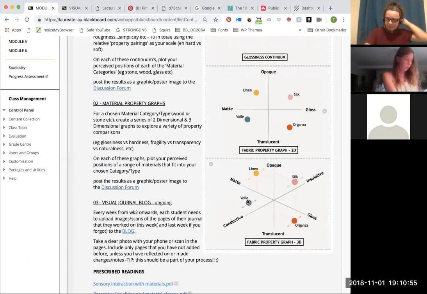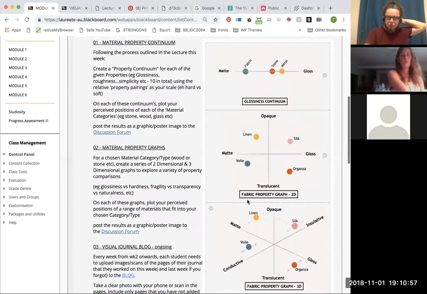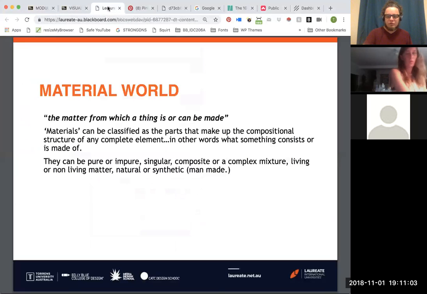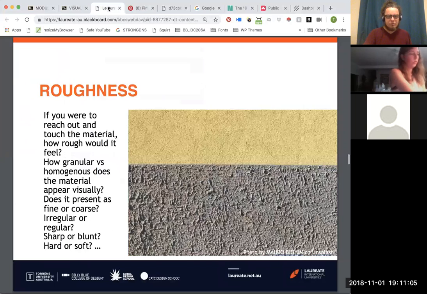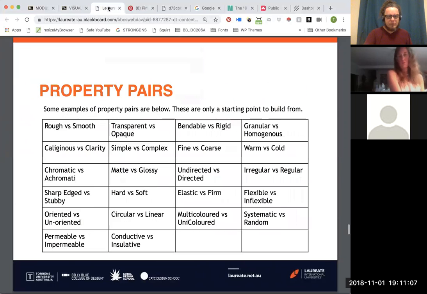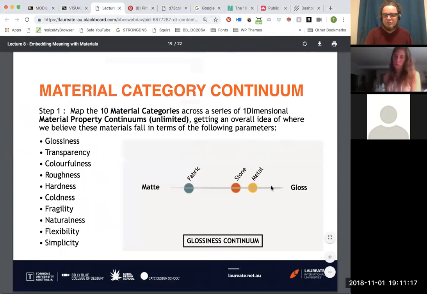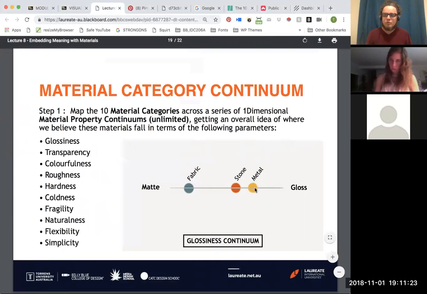So that's the weekly exercise as well. You should do all of the 10 property groups, and they're listed in the lecture, if you haven't gotten to that already yet. I'll just jump through. Where are we here? Yep, the glossiness, the transparency, the colorfulness. So you should do all 10 of those, and you should try to put 10 or 15 categories of materials along each of those graphs. So you'll end up with a page of those laid out.